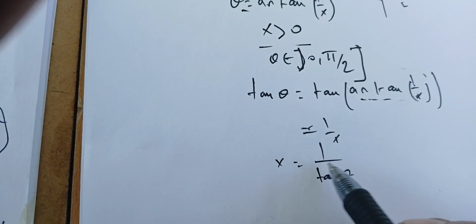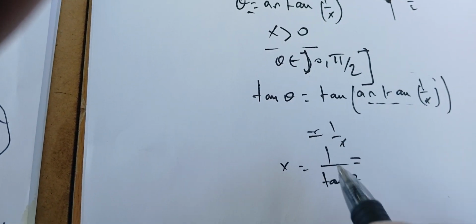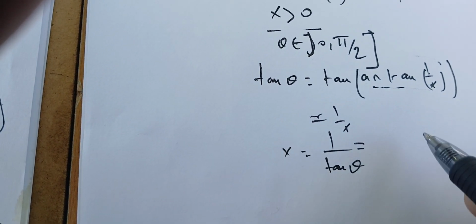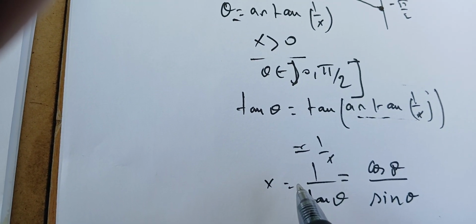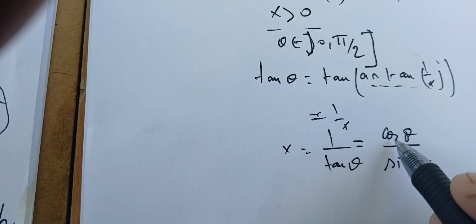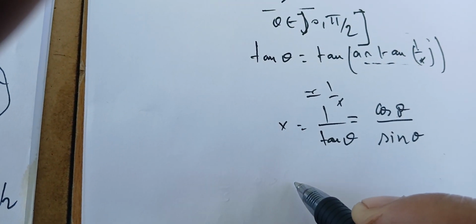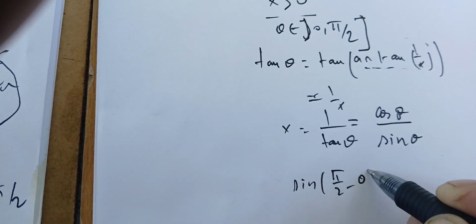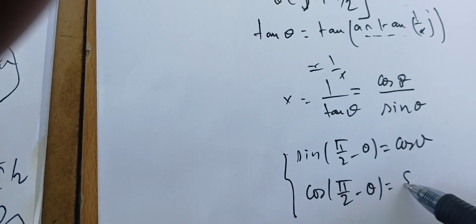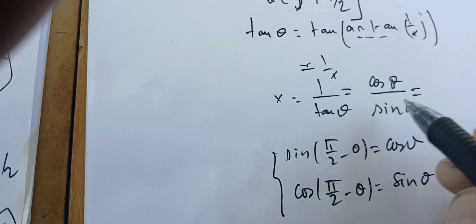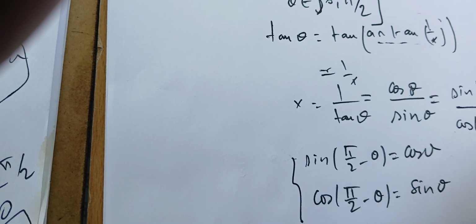But this one is not helpful because we don't want a 1 over x or 1 over tangent. We want to have a linear relation between them. The key is that we can rewrite the tangent of theta as cosine of theta over sine of theta. But to bring this one to the tangent, we need to use some trick identities that we know. So we know that sine of pi over 2 minus theta is cosine theta, and cosine of pi over 2 minus theta is sine of theta. If we use that here, we're going to have sine of pi over 2 minus theta over cosine of pi over 2 minus theta.